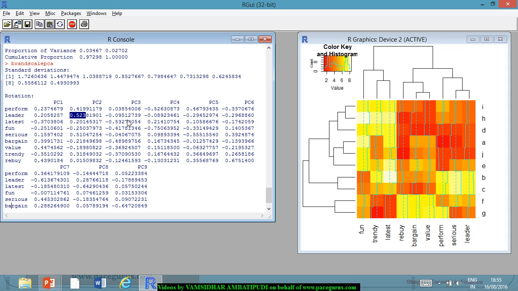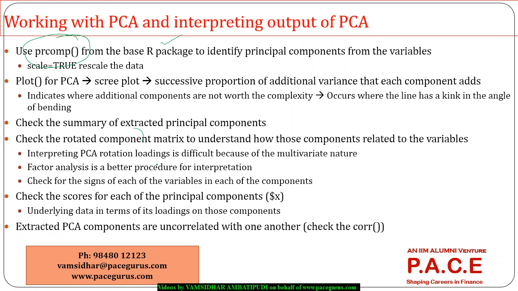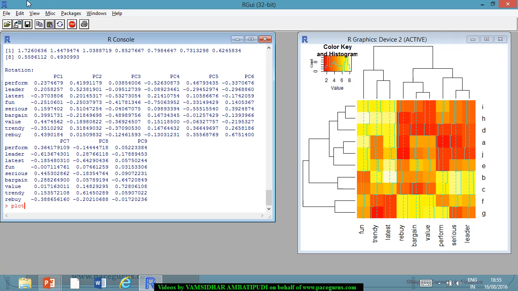And in PC3, only performance is looking different from the rest. I could see big negatives in the case of latest, fun and bargain. So we could see each of these components has different kinds of loadings, right? There is a multivariate nature that is coming into this PCA. So at this moment, interpreting the PCA output is not that easy. But before that, I should do a plot for my PCA.